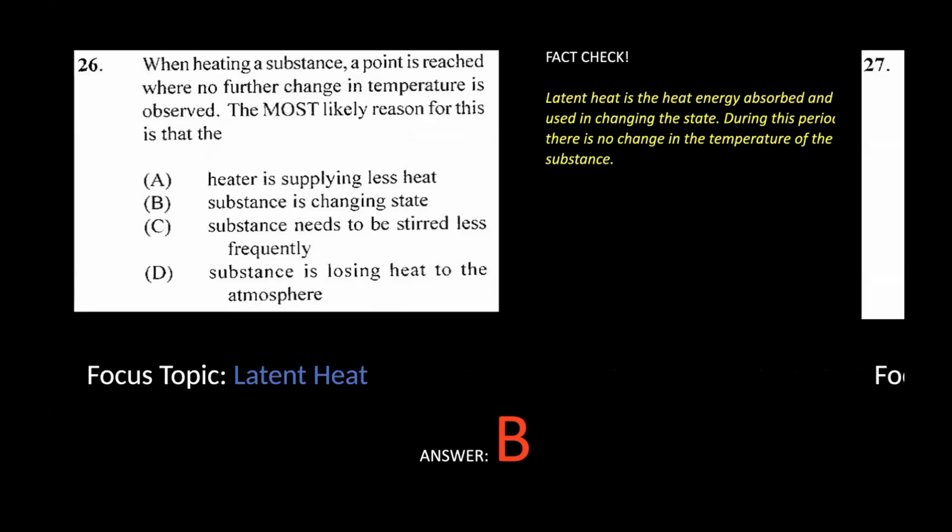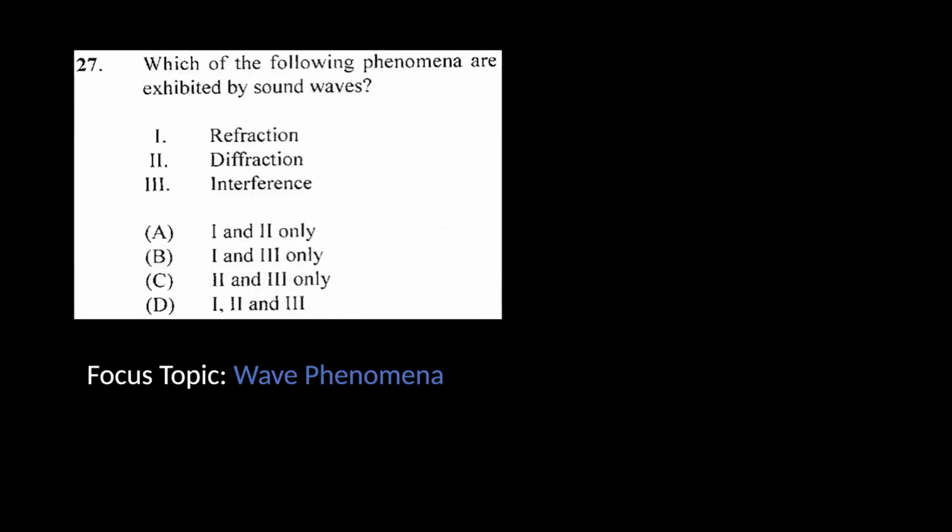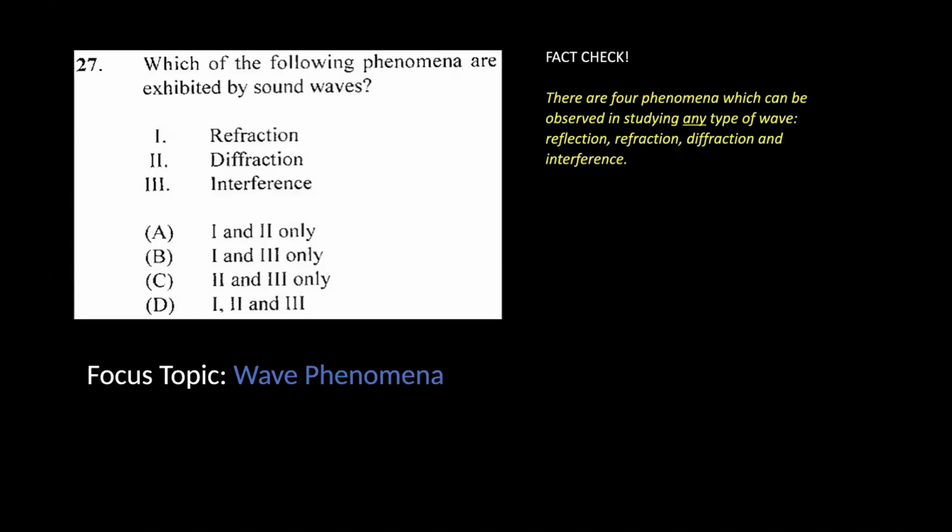All right, number 27. Which of the following phenomena are exhibited by sound wave? Now, refraction, diffraction, and interference are 3 of the 4 wave phenomena, the other being reflection. Since sound is a wave, then it means that it would exhibit all 3 of those phenomena, which makes our answer D.